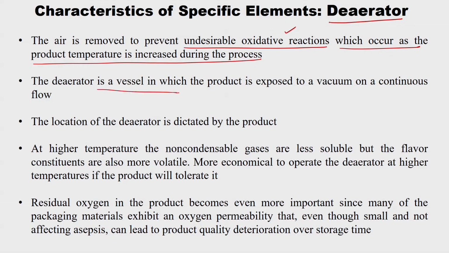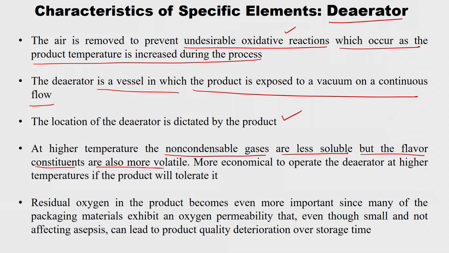The deaerator is a vessel in which the product is exposed to a vacuum on a continuous flow. So, this you might be knowing. The location of the deaerator is dictated by the product. Why? Because at high temperature the non-condensable gases are less soluble, but the flavor constituents are also more volatile, right. So, at high temperature, if I do deaeration, then it will take care of the non-condensable gases, because they are less soluble, but at the same time the flavor constituents, whatever we have, vitamins and other flavor constituents, are highly volatile at high temperature.